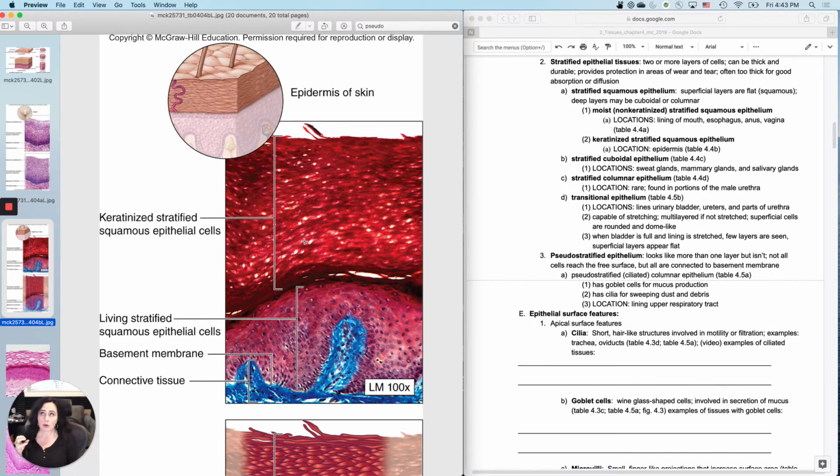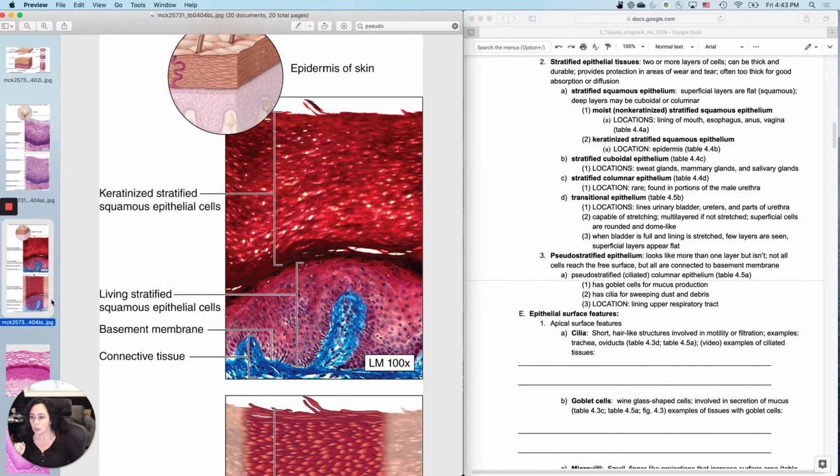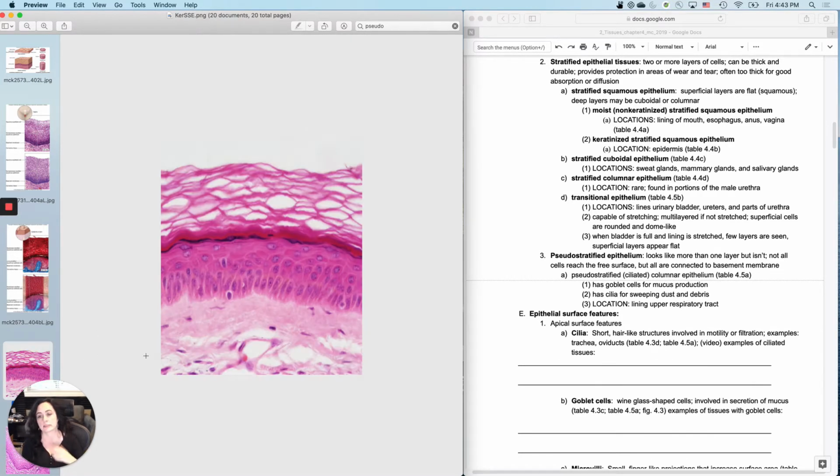Now remember, when you're looking at the moist one, you want to see nuclei all the way to the surface. If you're looking at the keratinized one, you're going to see nuclei, and then it's going to stop, and you're going to have dead cells on the surface. So let's look at the next one. What do you guys think this one is? Is this moist or keratinized stratified squamous epithelium? So I have nuclei all the way up to here, but then I've got other stuff, right? So what do you think that one is? That one's a keratinized stratified squamous epithelium.